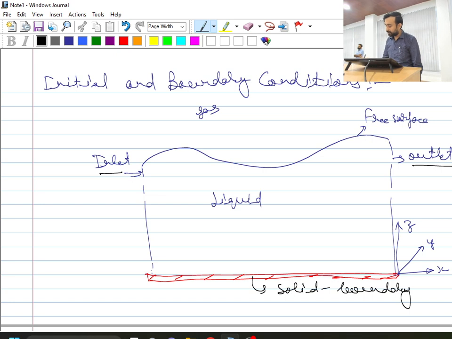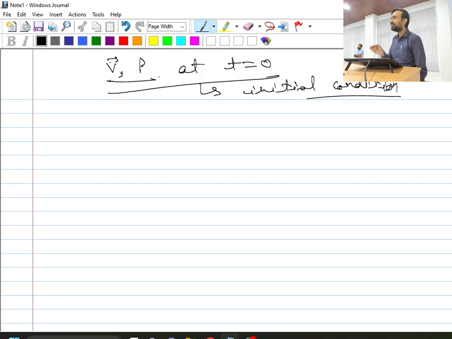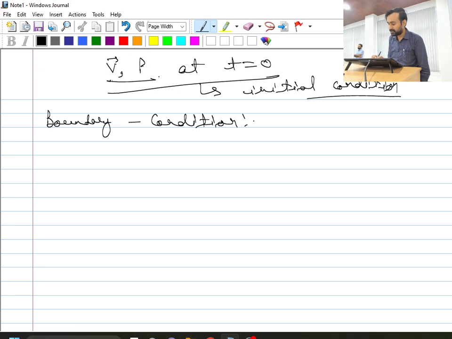Initial condition I have already told you. So if we are defining the values of field variable at boundaries and at each and every point within the flow field at time t equal to 0, that is called as initial condition. Okay. Now one by one we will go for the boundary conditions. So first boundary condition I will start with is solid wall.